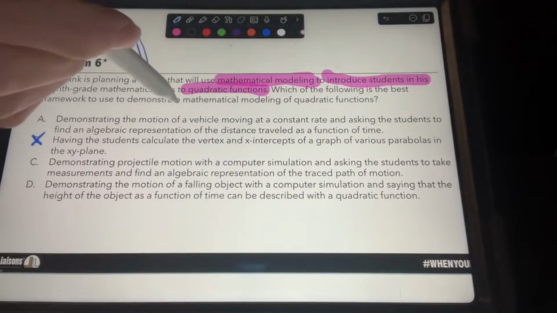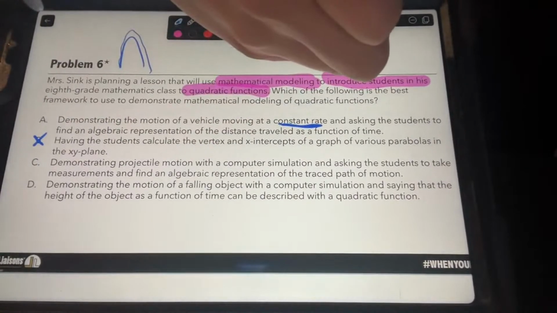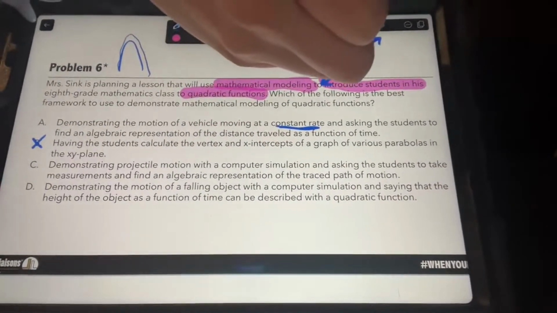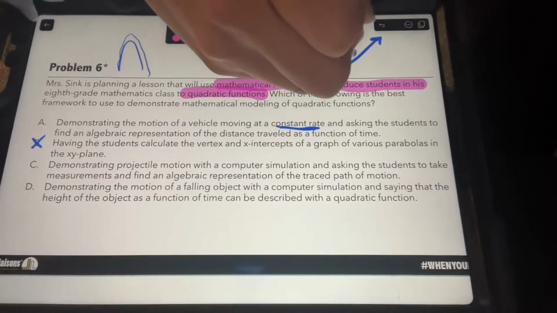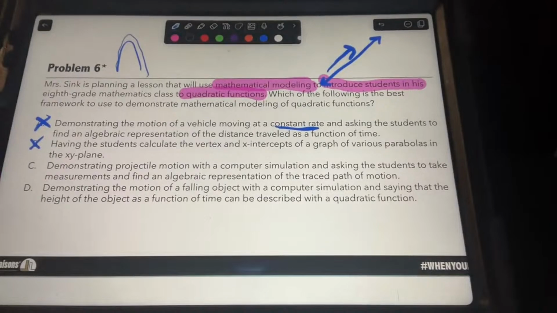So demonstrate that the motion of a moving vehicle at a constant rate, that's going to be a linear function. A constant rate is going to be a linear function. It is not going to be a quadratic. So A is not the correct answer.